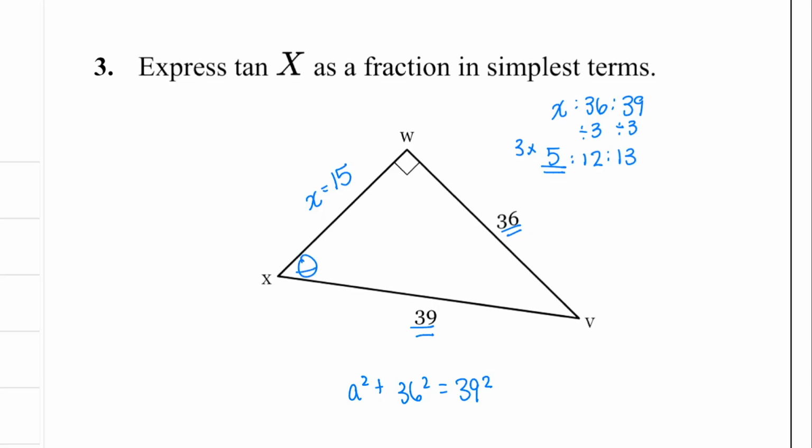Tangent of x is going to be opposite over adjacent. That means we're going to have 36 over 15, and we can divide both of those by, looks like 3. So we're going to get 12 over 5.